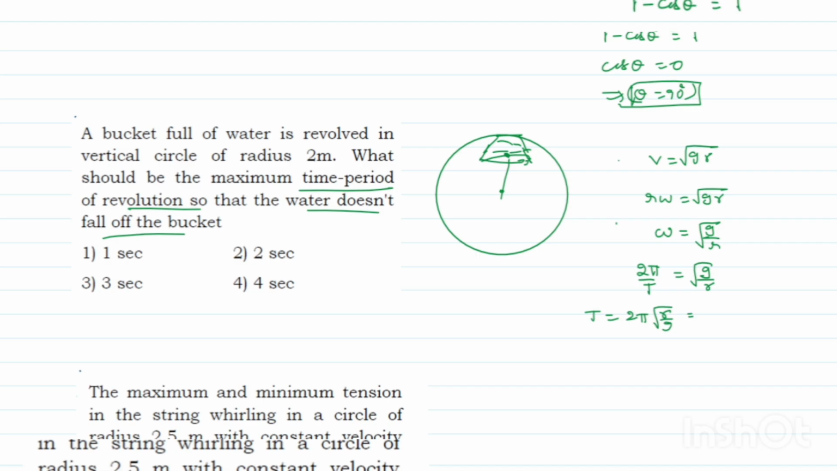Radius is given as 2 meter. So 2 pi into root of 2 by g, where you can take g value as 10, students. Here root 10 is nearly 3.14, so it becomes 2 pi by pi into root 2. This pi gets cancelled. So the time value will be 2 into root 2 seconds. So 2 into root 2 seconds is nearly 3 seconds. 3 seconds is the correct answer.